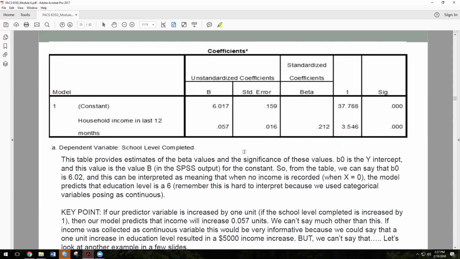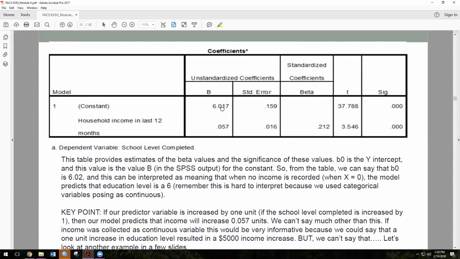So this is a blown up example of the table that we just saw here. When I'm looking at this, my constant is 6.017. That means that if my household income was 0, then I'm going to have an education level of 6. It's just super hard to conceptualize because we use categorical variables. But even if I reported no income at all, I would have at least had a 6 on my education level.